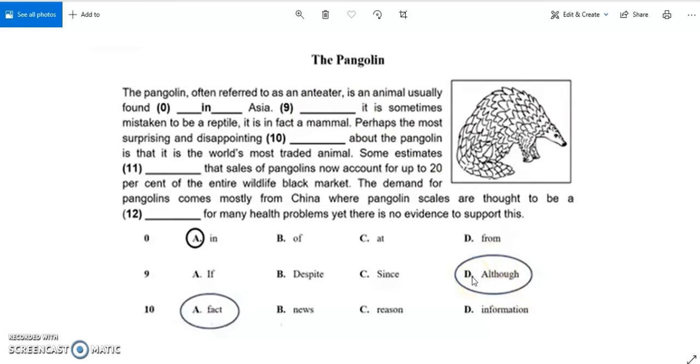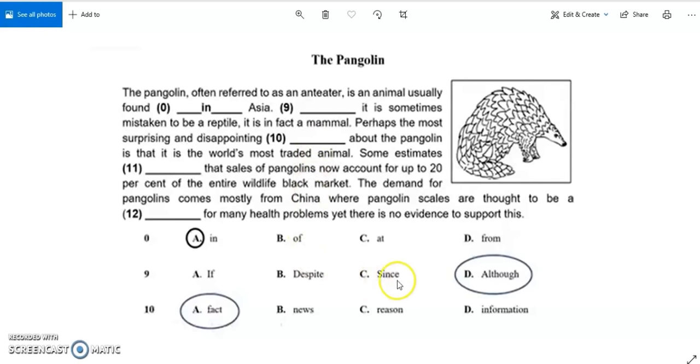If let's say you are not sure, we use the answering technique that I've shared with you just now. You try to fit in the other answer options in the gap and read again and see whether it sounds right. Let's say A. If it is sometimes mistaken to be a reptile, it is in fact a mammal. Does it sound right? No, right? Okay. Despite it is sometimes mistaken to be a reptile, it is in fact a mammal. It doesn't sound right too.